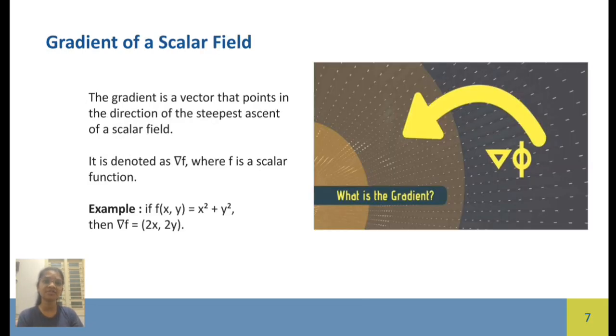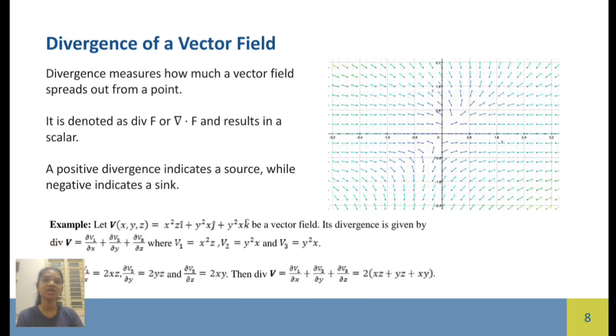Gradient of a scalar field. The gradient is a vector that points in the direction of the steepest ascent of a scalar field. It is denoted as ∇f, where f is a scalar function. Example, if f(x, y) = x² + y², then ∇f = (2x, 2y).